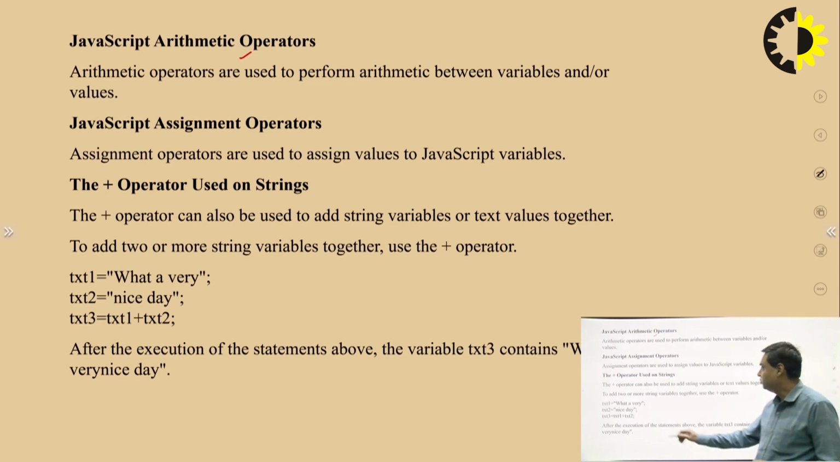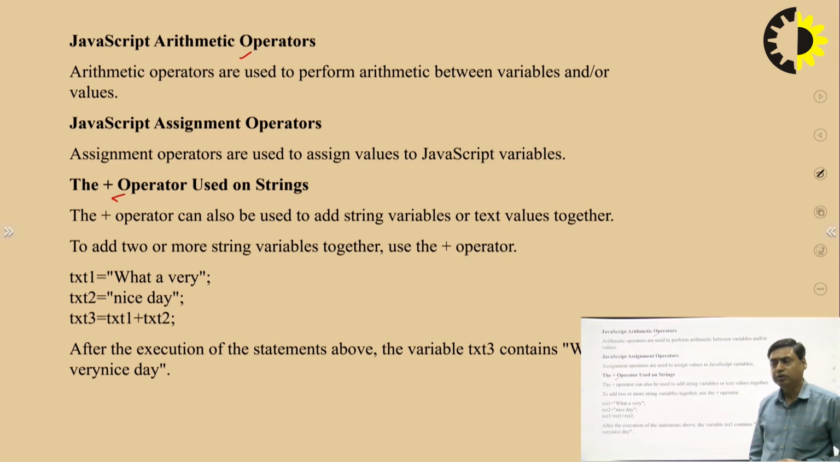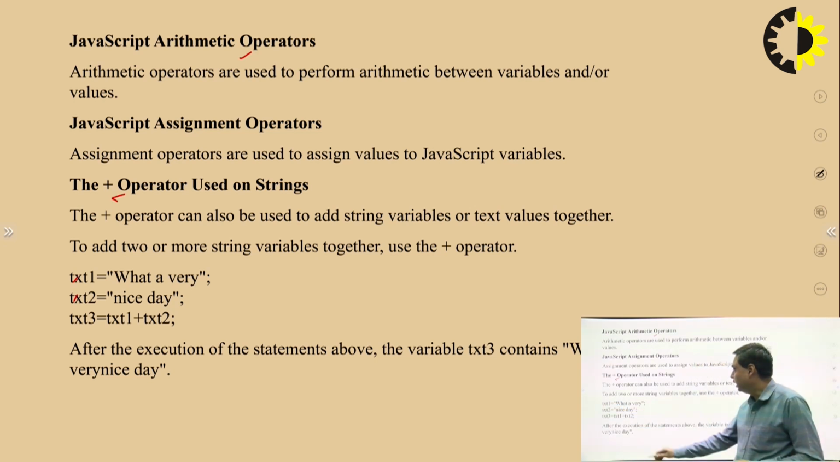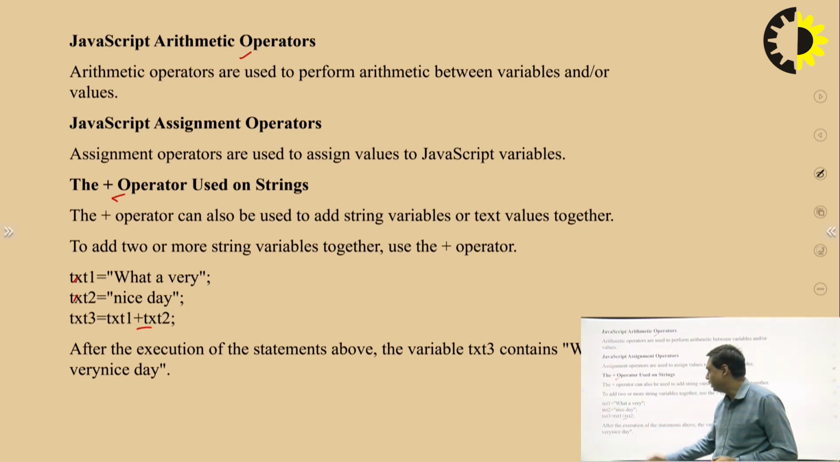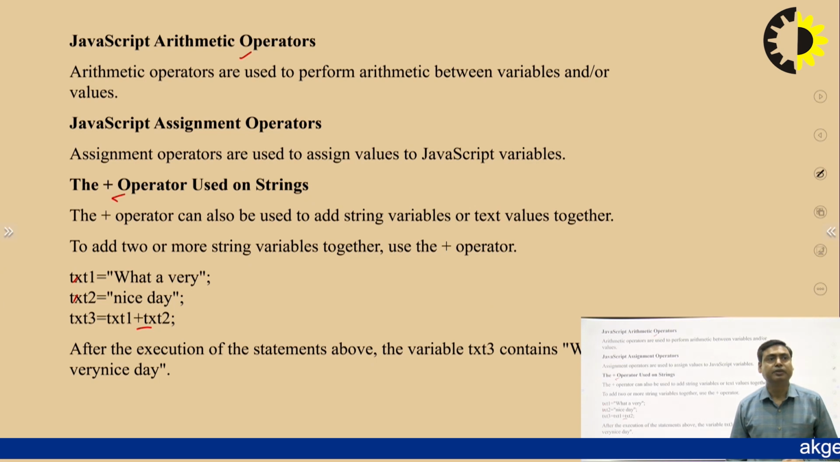Now the plus symbol has many other meanings also. With the help of plus you can add two integers, and with the help of the plus operator you can add two strings also. So there are two strings, text1 and text2. With the help of the plus operator, we are adding the two strings here, text1 and text2, and the result becomes text3.